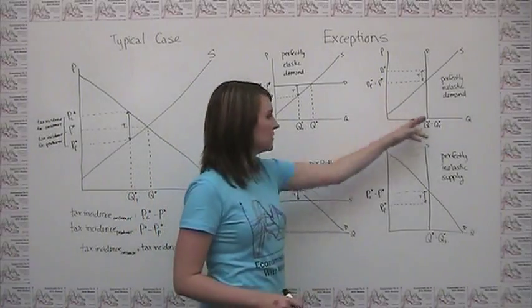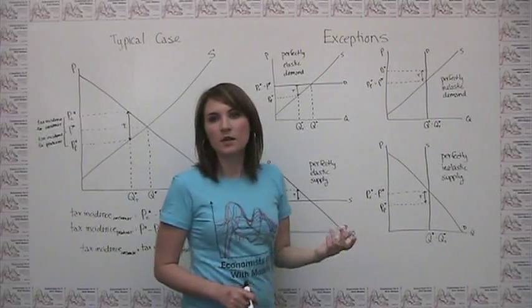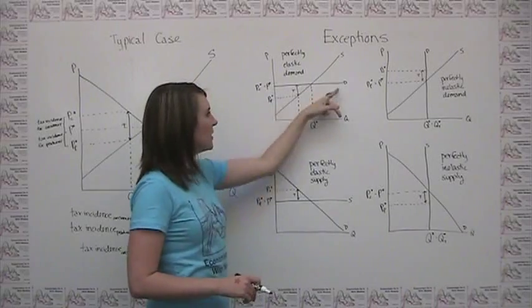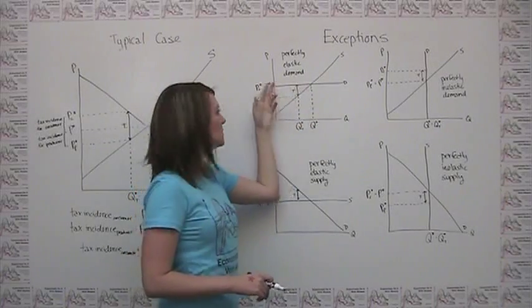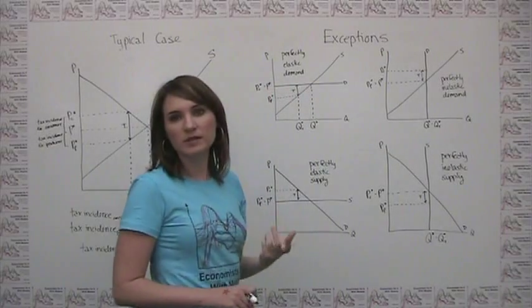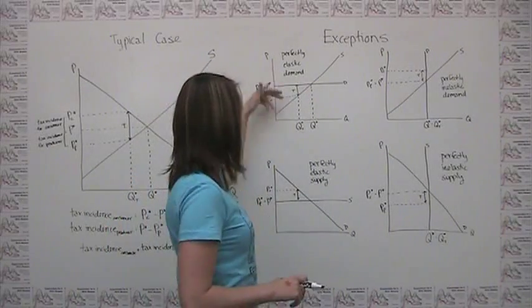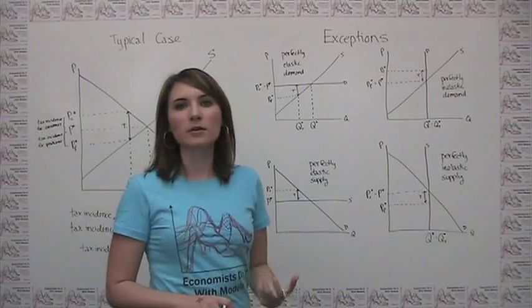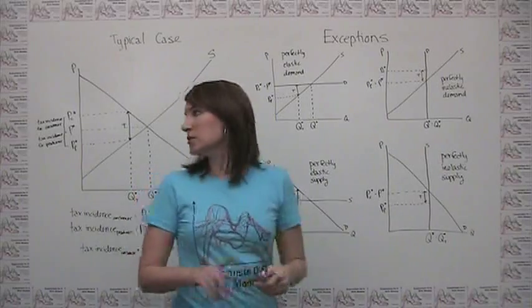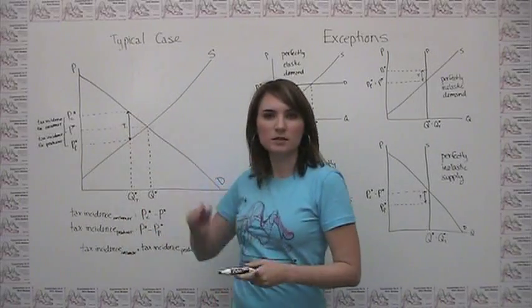And I've outlined the different scenarios here. The first exception that we can think of is a case if we have perfectly elastic demand. So demand is virtually unlimited at this particular price, P star, but we can't sustain demand at any price higher or lower. In this case, we can still draw our tax wedge just like we did here. It just looks a little funny.